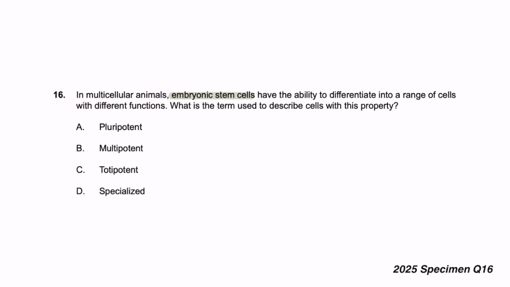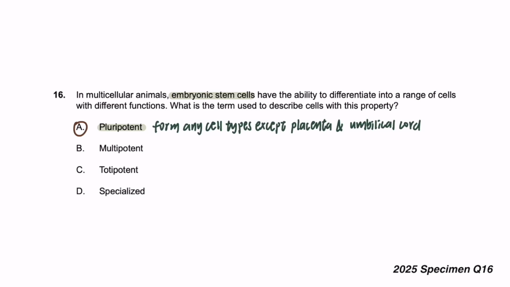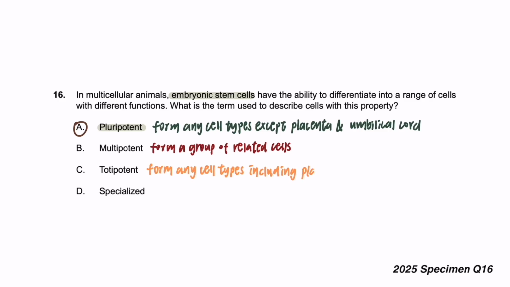Embryonic stem cells are a type of pluripotent stem cells. They can form any cell type except placenta and umbilical cord. Multipotent stem cells can only form a group of related cells, for example, bone marrow can form a group of different blood cells. Totipotent stem cells can form any cell types including placenta and umbilical cord. Under normal circumstances, specialized cells can't differentiate to form another specialized cell.